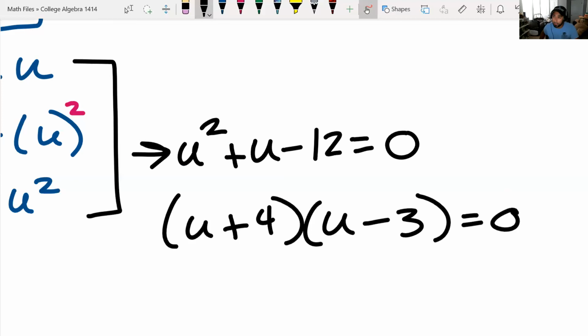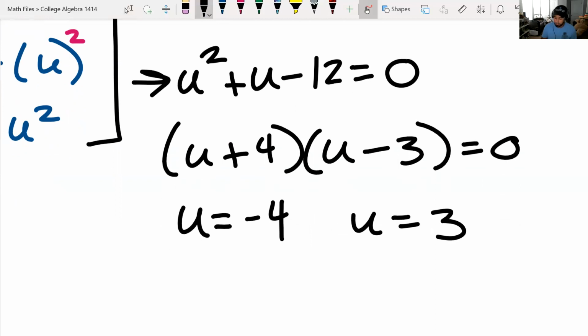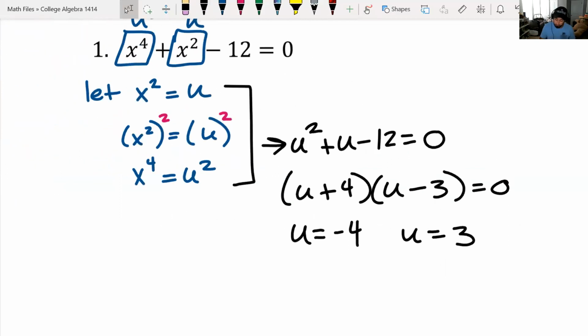Come to me. Okay. So u squared, negative 3, positive 4, 1, negative 12. Now solve for u. U equals negative 4. U equals 3. But we're not done because we made a substitution for u. So look back over here, and what is u equal to? U is actually x squared. So we need to bring that substitution back. So u is x squared.